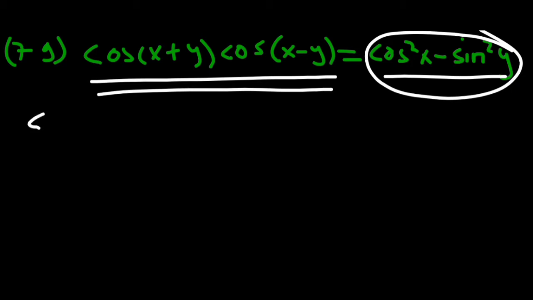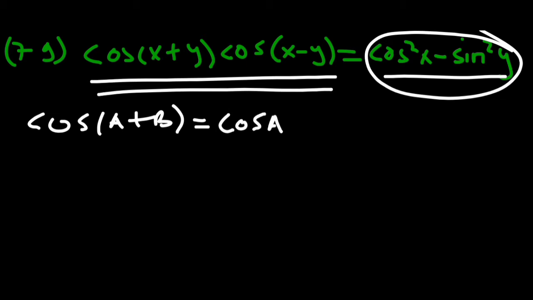If you've got cos(a + b), this is the same as cos a times cos b, then minus. If there is a plus in the brackets, here it is going to be minus. So minus sine a times sine b. This is one of the trigonometric identities.